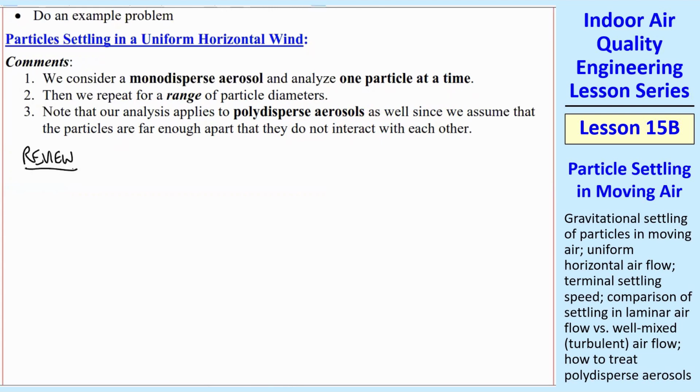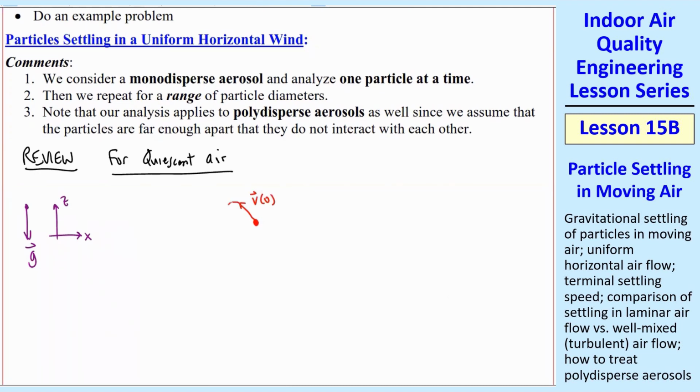Quick review. For quiescent air, which means still air, for a coordinate system with x to the right, z up, and gravity down, which is what we'll always use here. Suppose we have a particle, and at time t equals 0, it has some initial velocity that's just shooting off in some arbitrary direction. What will happen is it'll very quickly start to fall vertically, and then eventually it will settle at some terminal settling speed vt.